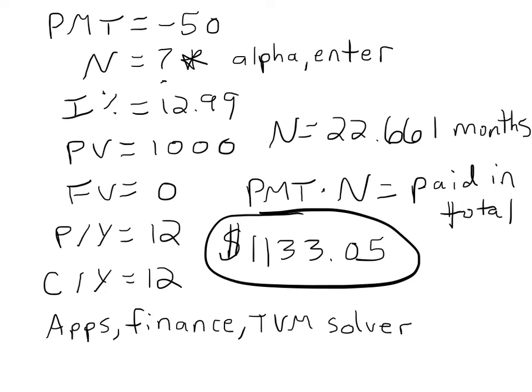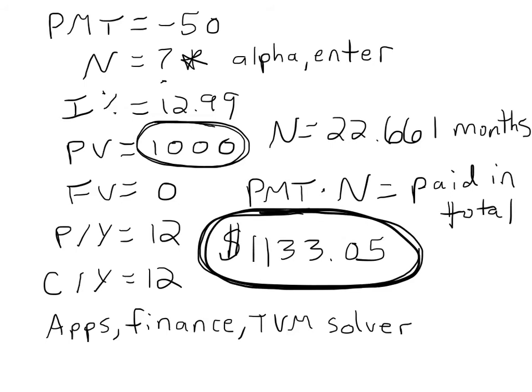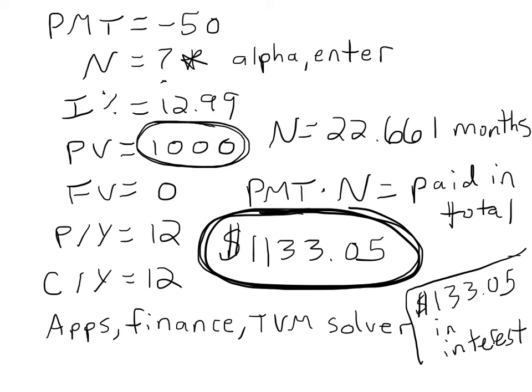So now I'm going to run through the same calculation for the second option and see how much I'm saving. Oh wait, actually first, I should figure out how much I paid in interest. If I paid $1,133.05 in total, I can subtract from that the original amount of money that I owed on the loan. The difference between the present value and that total amount that I paid is how much interest. So it looks like I paid $133.05 just in interest for this particular calculation.